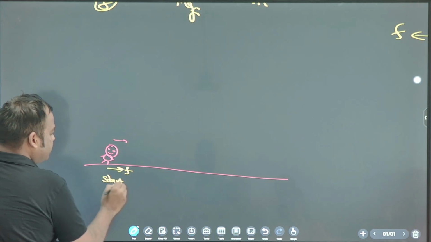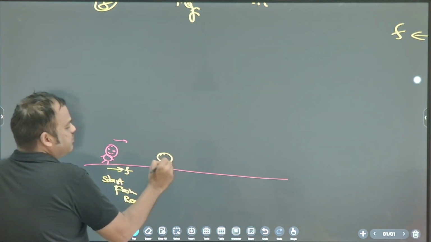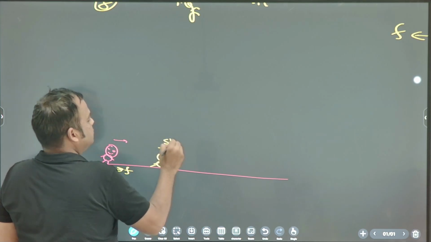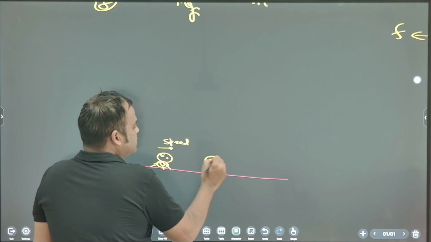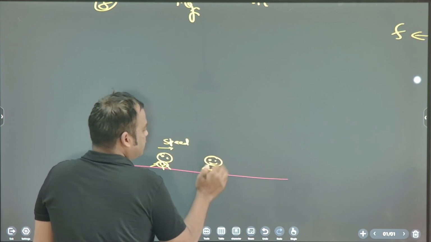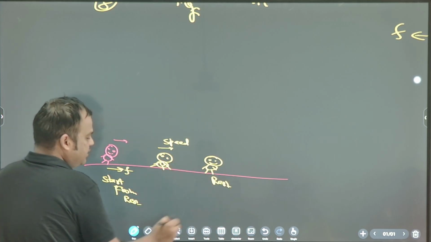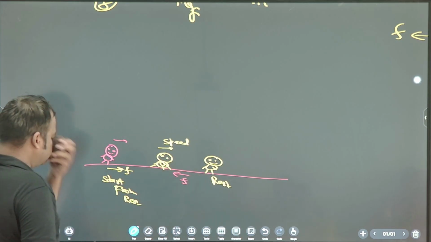Suppose you want to start from rest. Now the same kid acquires some speed, and now you want to stop it. So now what is the direction of friction? Now want to stop it. So left side. So friction is acting left side.